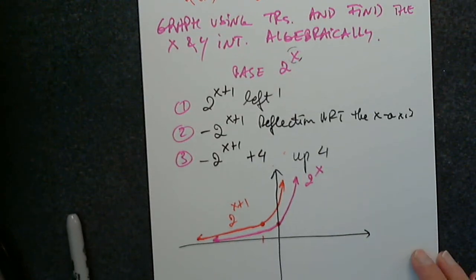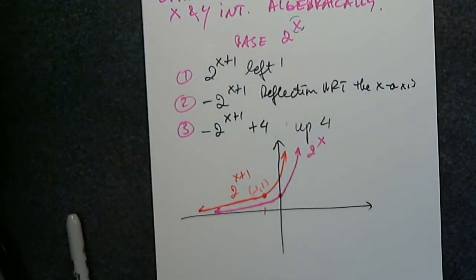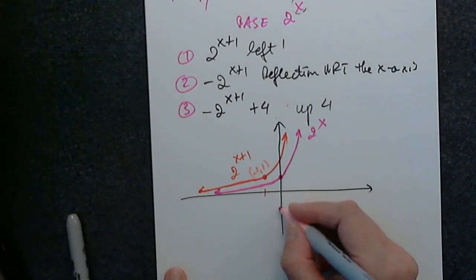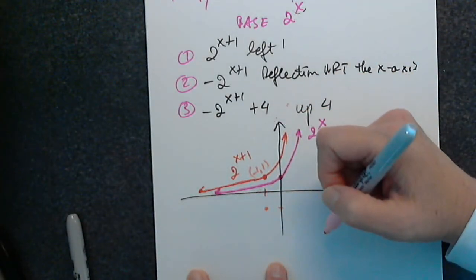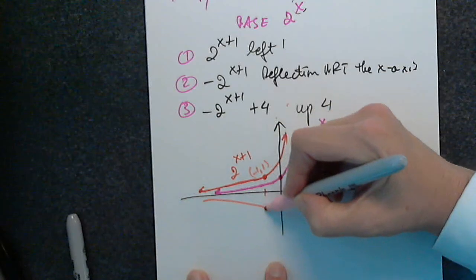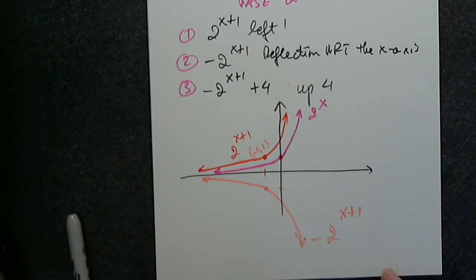I have to reflect. Where does this point go, which is now at -1, 1? Where will that point land if it's reflected with respect to the x-axis? Where does it go? -1, -1. Careful now. So here's the graph. This is the graph of -2 to x plus 1. Then you told me that this graph needed to do what? But I have to move the horizontal asymptote first.